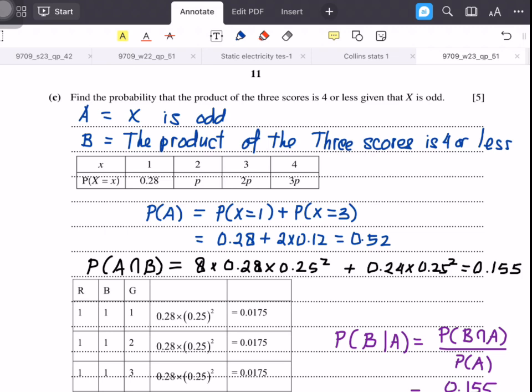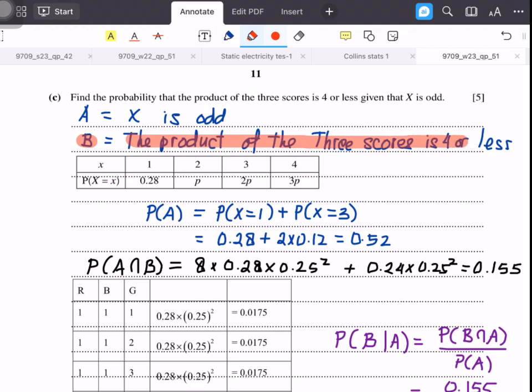Part C. Find the probability that the product of the 3 scores is 4 or less given that X is odd. So now let A be the event where X is odd, and B be the event that the product of the three scores is 4 or less. So P(A) here is P1 or P3. P1 is 0.28 while P3 is 2 times 0.12. The total is 0.52 for P(A).